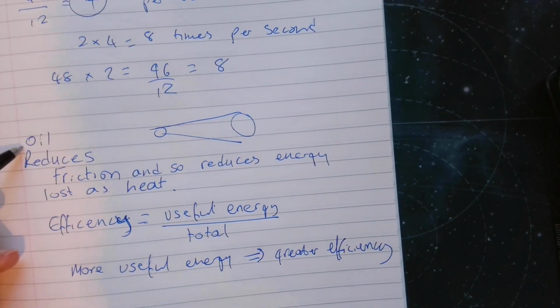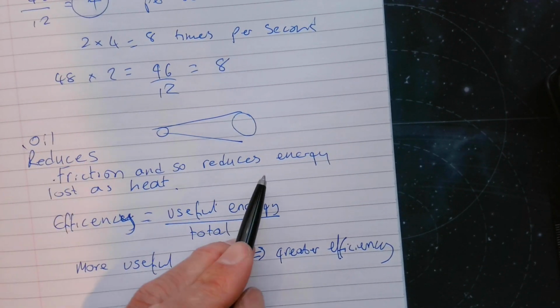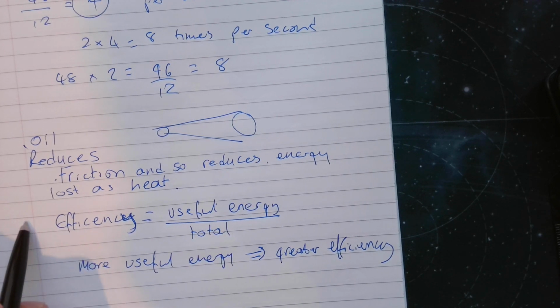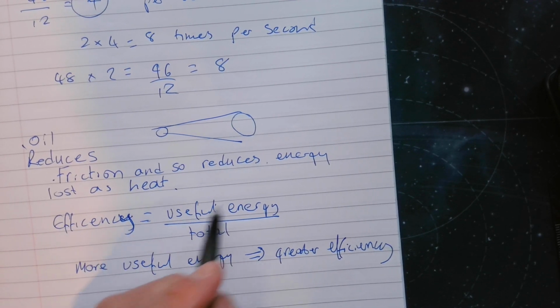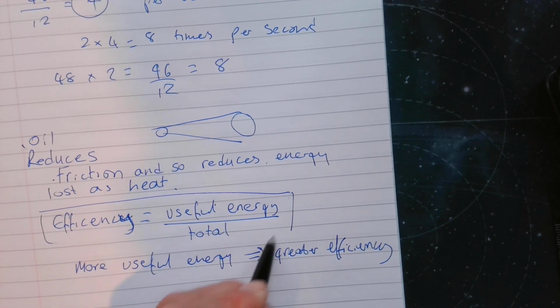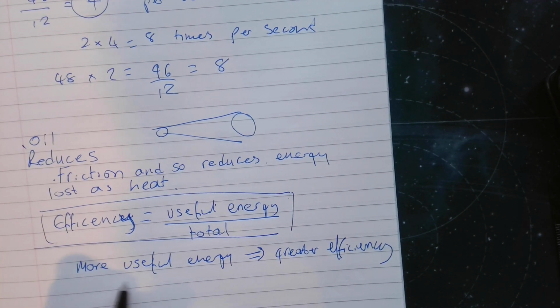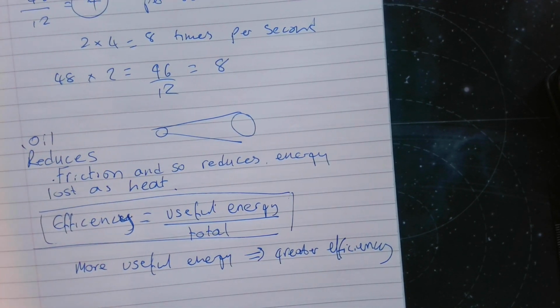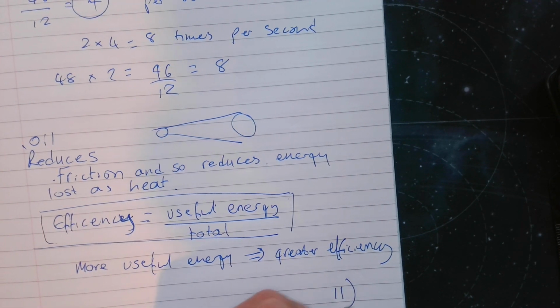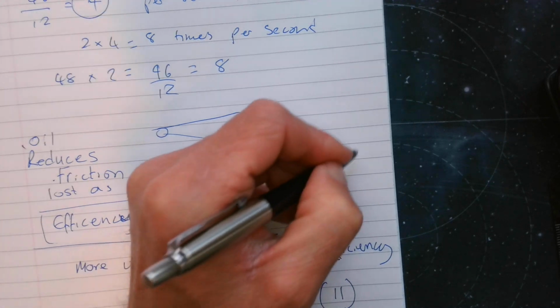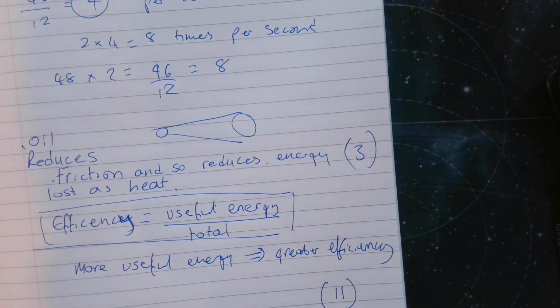So some comment about the oil reducing the friction and so reducing energy loss. Some clear explanation: you could explain what efficiency is, or you could put the equation, and therefore say that there's more useful energy and therefore the efficiency goes up. And that will do you with trying to keep under a minute per mark. That question was for 3 marks.